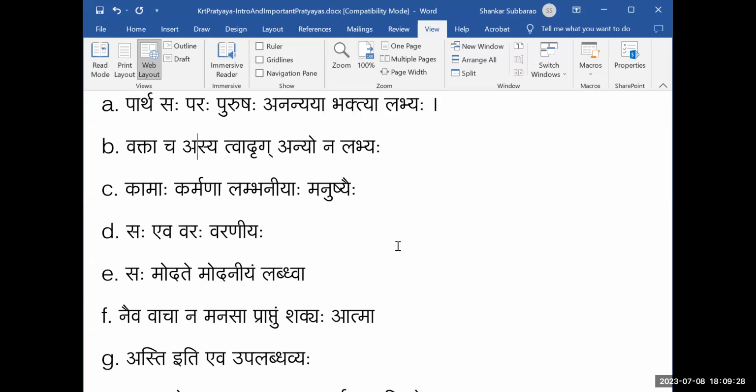Kim na labhyah? Or kaha na labhyah? Anyah. Okay. Anyaha. What else? Twadruk. Na labhyah. Twadrik. Okay. What else? Asya is idam shabda. So vakta. What is vakta? What's the case and number of vakta? Vakta is 1-1. Of feminine? What's the pratipadikam?